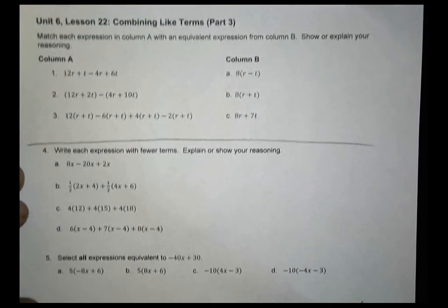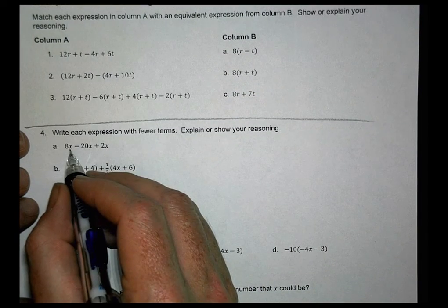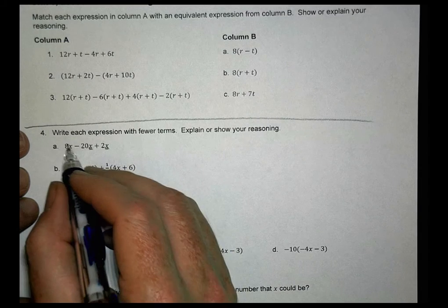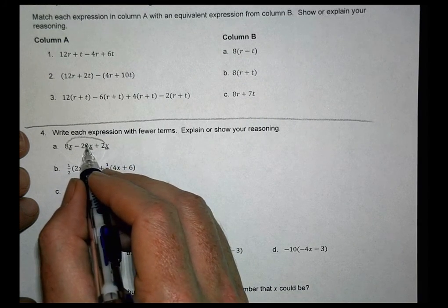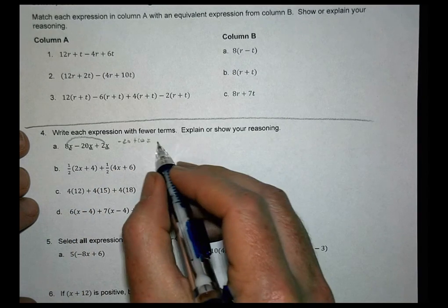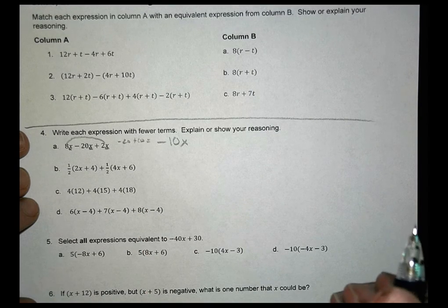Alright, it says write each expression with fewer terms, explain or show. Alright, so we can combine things. So these all have an x in them, so we can actually put it all together. So I have 8 and 2 is 10, and then negative 20 plus 10 is actually equal to a negative 10, and we keep the x where it is, negative 10x.